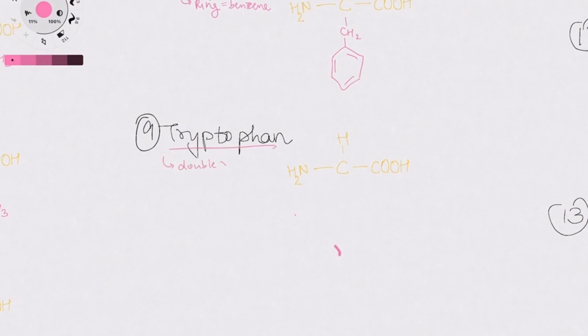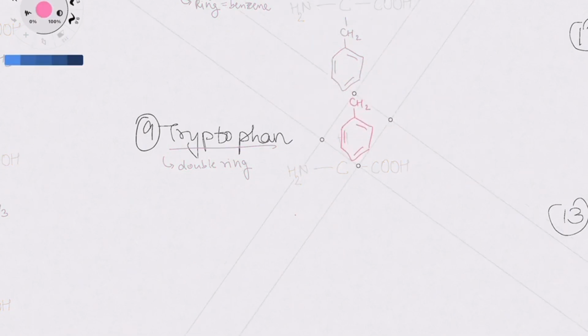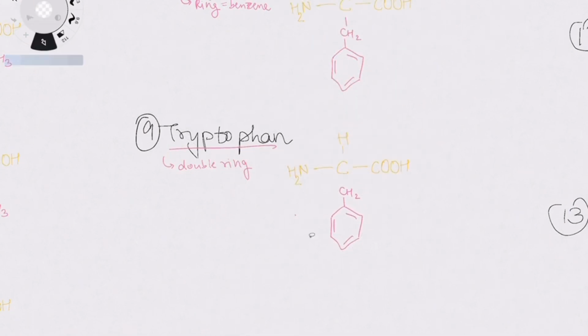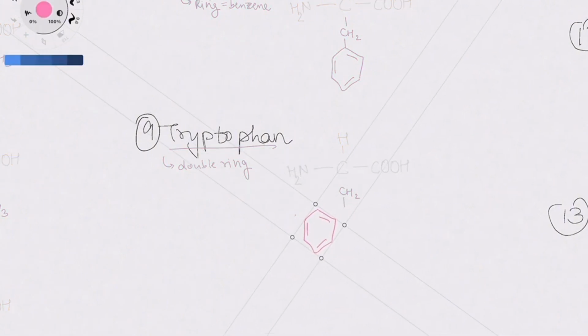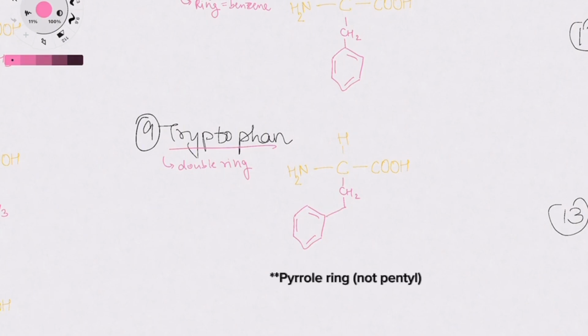Next, tryptophan has a double ring structure in its side chain. So we're going to take the phenylalanine side chain and copy it to the tryptophan. But remember, the benzene ring is not directly attached to the methyl group in this case. Rather, what's attached to the methyl group is a pentyl group that's cyclic in structure, and it has a nitrogen atom as well and a double bond. So that gives you your double ring for tryptophan.